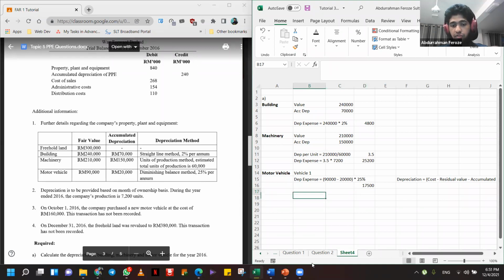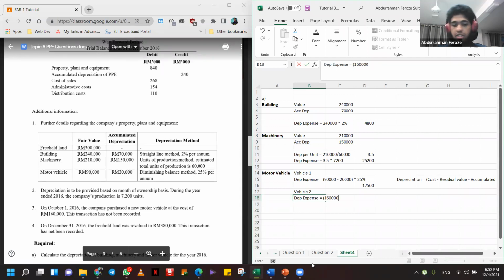All right, so for vehicle two. Vehicle two was bought in October, and that is important to remember. It was a new vehicle, so there is no accumulated depreciation. So here the depreciation expense equals, what is the cost? 160,000. Once again, they have not mentioned the residual value, nor the accumulated depreciation.